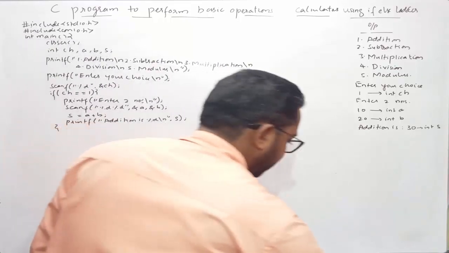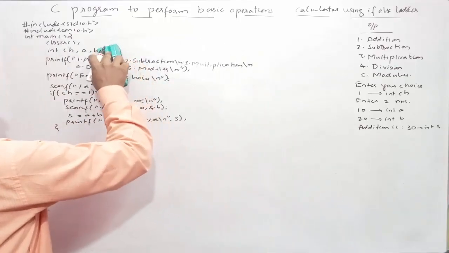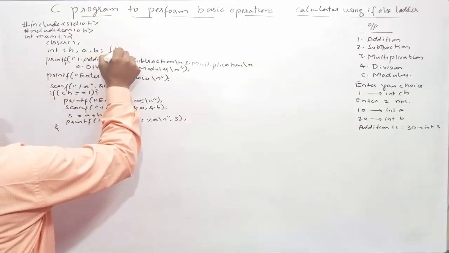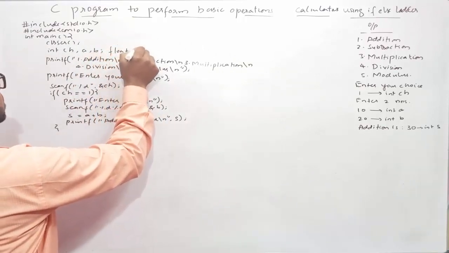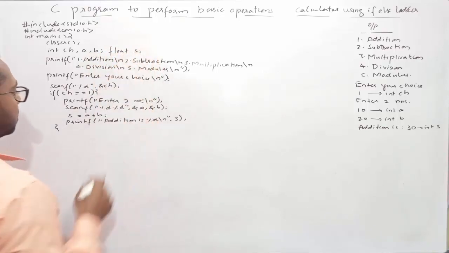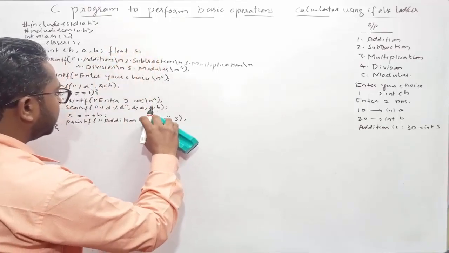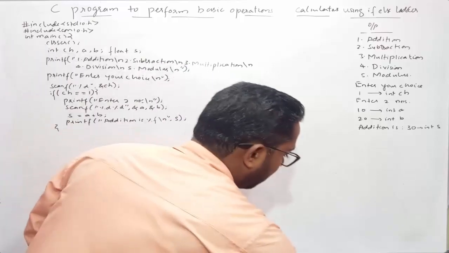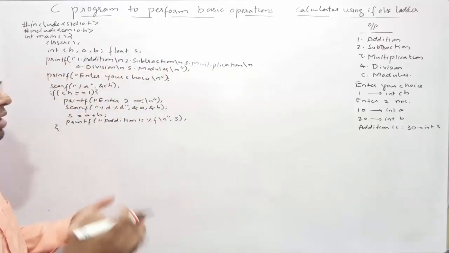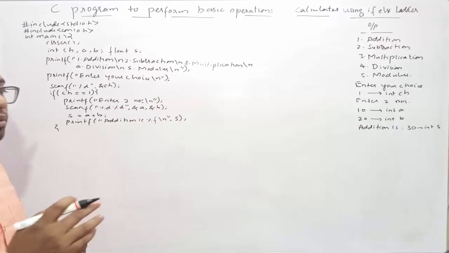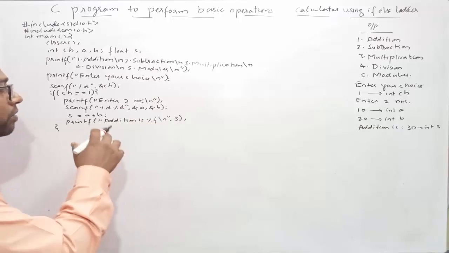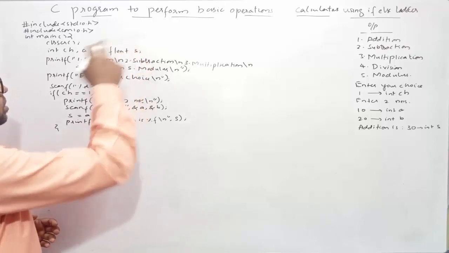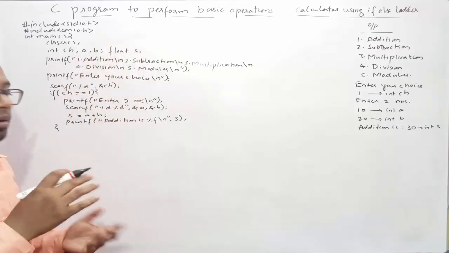Now instead of creating integer variable sum, I will create a float variable s. Now I will change this format specifier to f, because whenever we perform the division operation on any two numbers, there might be chances that we will get float values. So to store the float values, we should use s of type float.